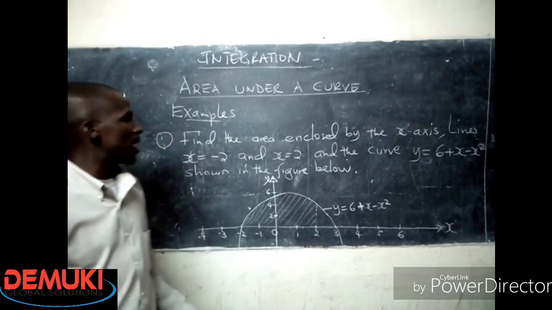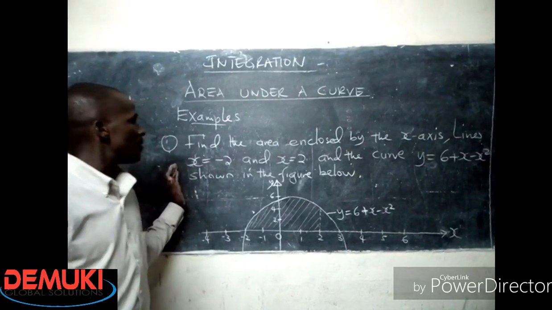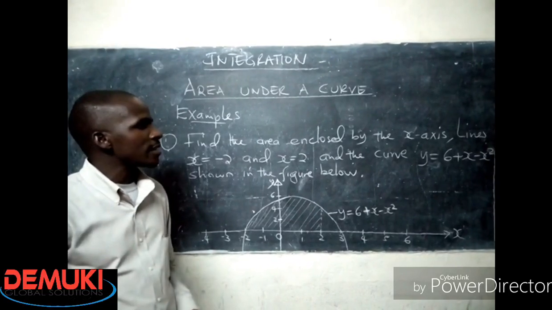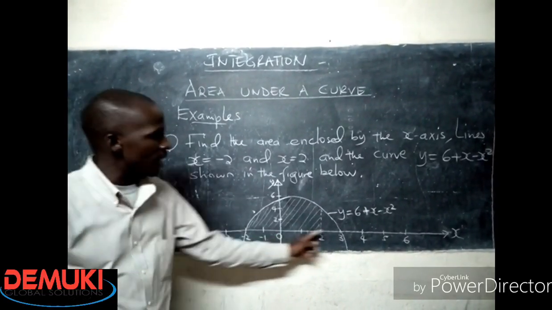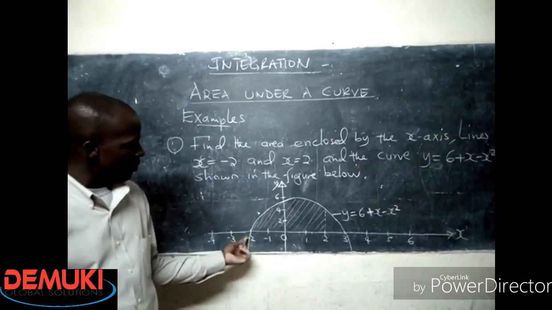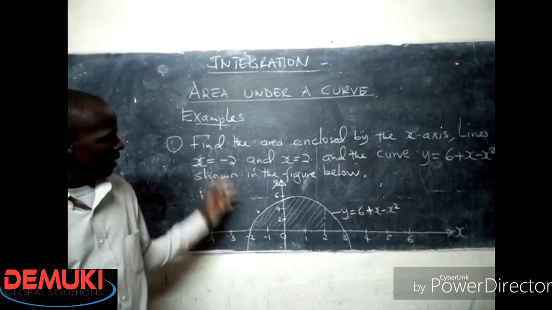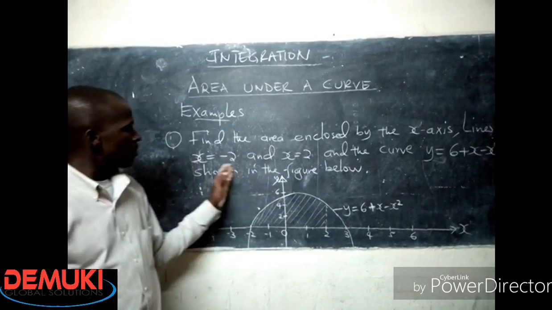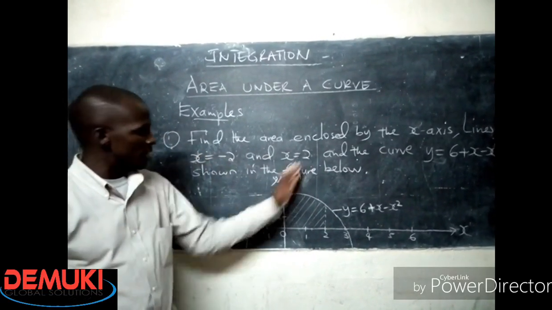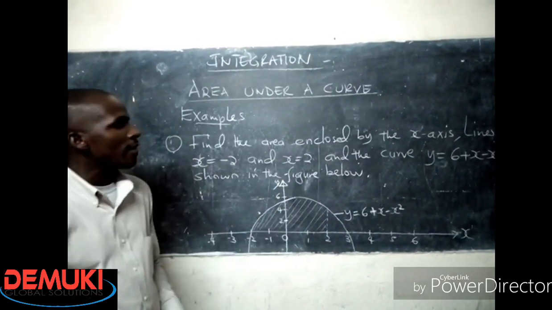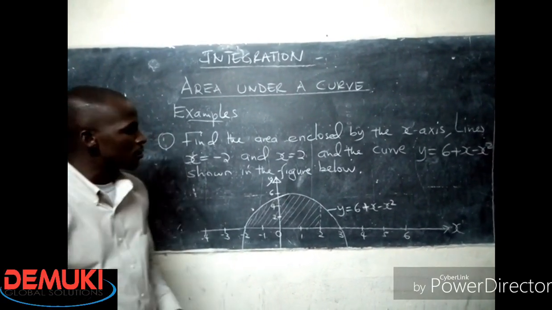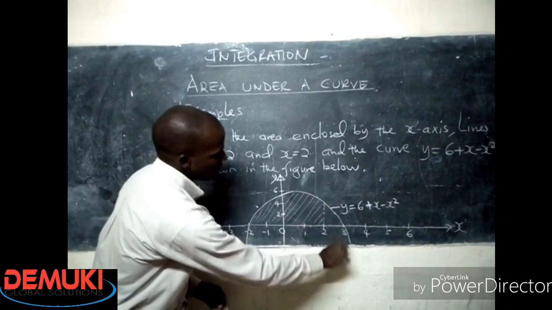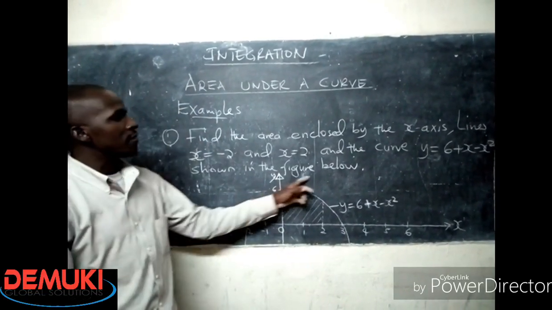Now, for instance, we have this first example, and it says find the area enclosed by the x-axis, the lines x equals -2 and x equals +2, so from x = -2 to x = +2, and the curve y equals 6 plus x minus x squared. So this is the curve, shown in the figure below.